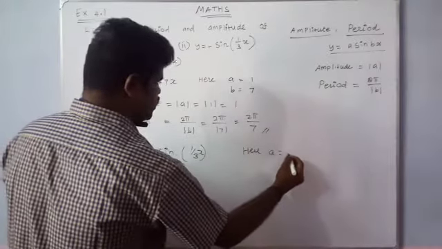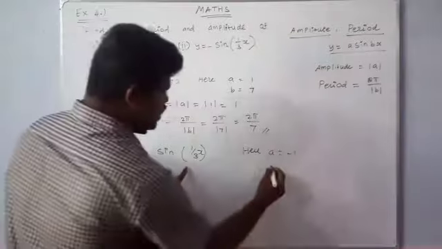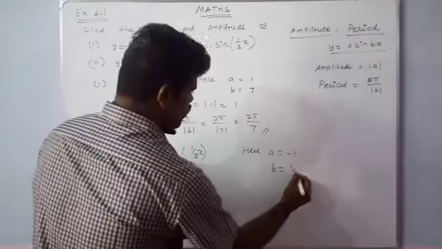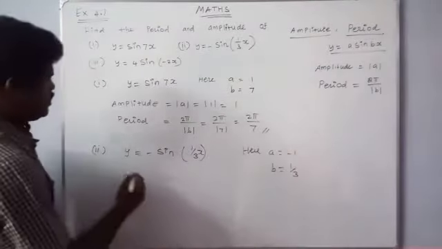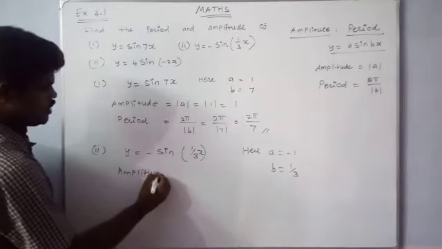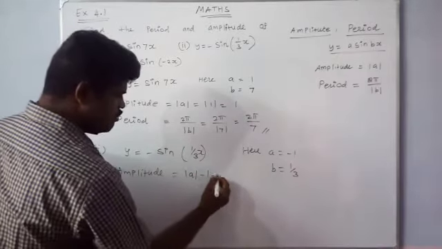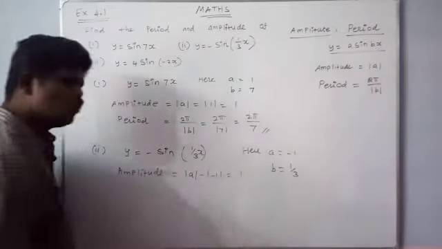Here A equal to, what is that? Minus 1. Coefficient of sin x is minus 1 and B is equal to 1 by 3. The formula for amplitude: amplitude is equal to modulus A. Here A value is modulus of minus 1. So the answer is 1.